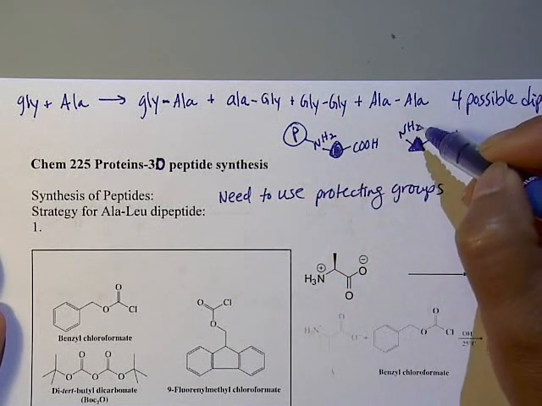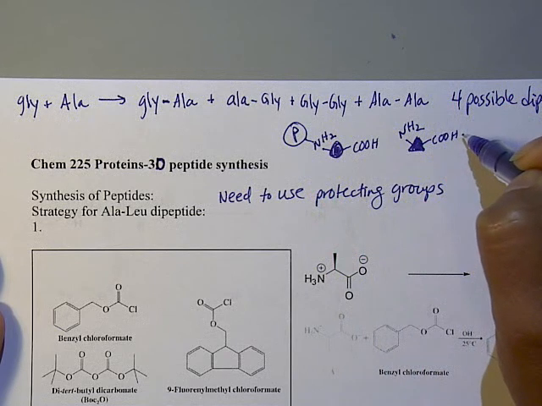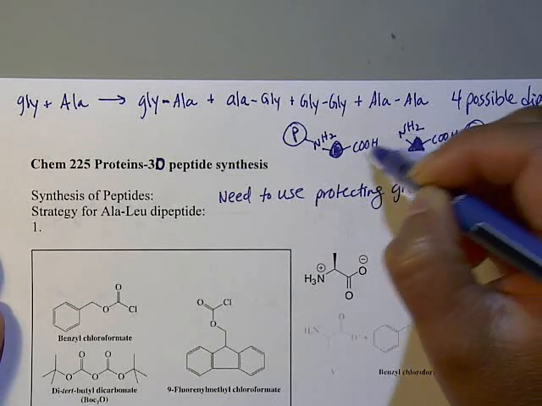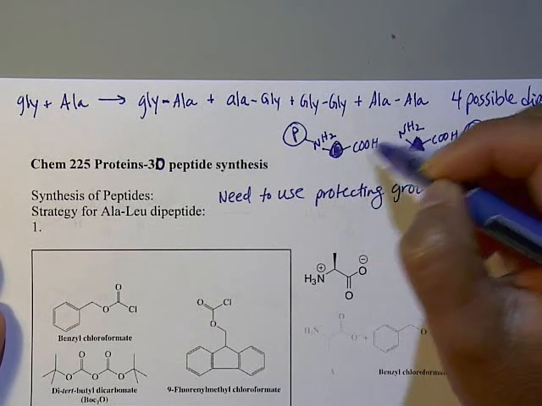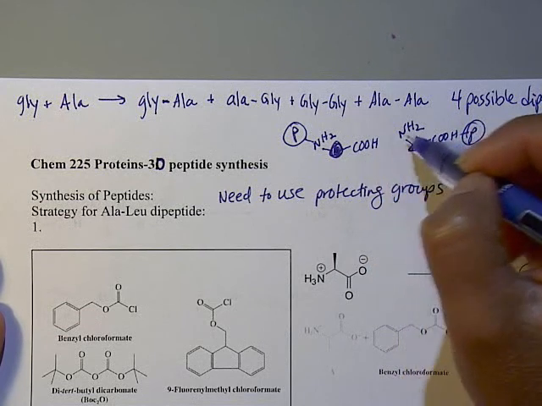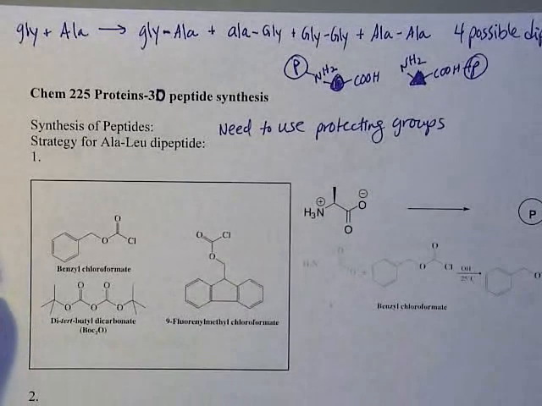And if you want the carboxyl group to not react, you put a protecting group here as well. And then these two are the only carboxyl and amine groups left. So therefore you should be able to make an amide bond between them, right? What I've done here is go through that strategy one step at a time. It's a little bit laborious, but you'll see the strategy in a minute once we go through them.